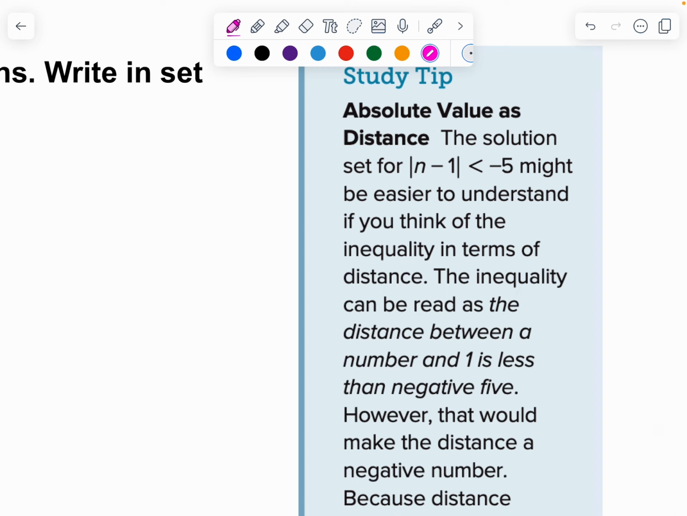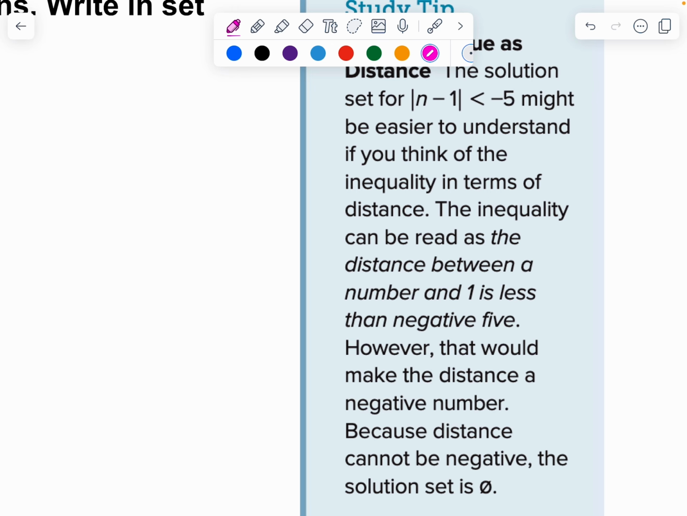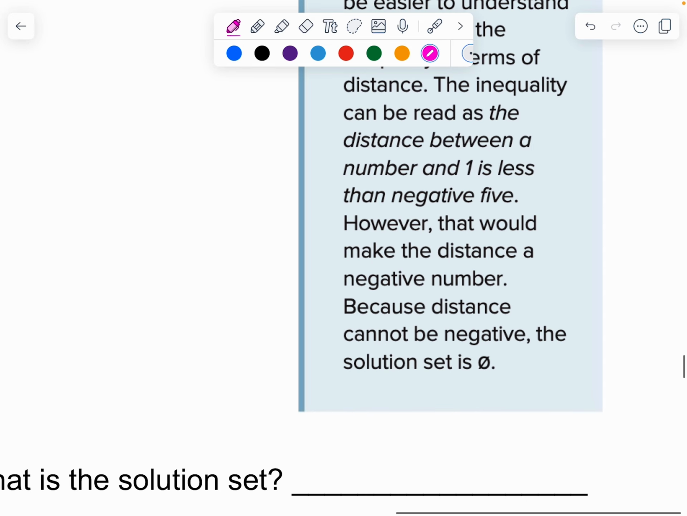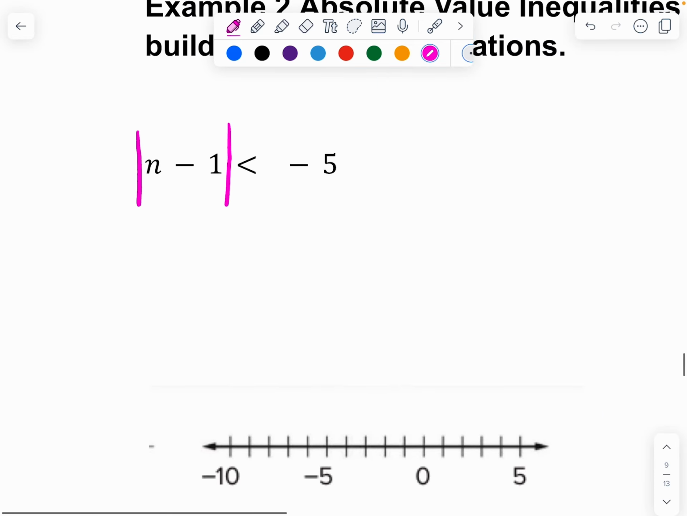The solution for the absolute value of n minus 1 is less than negative 5 might be easier to understand if you think of the inequality in terms of distance. The inequality can be read as the distance between a number and 1 is less than negative 5. However, that would make the distance a negative number. Can you have distance as a negative number? No, you can't. So the answer is no, empty set.